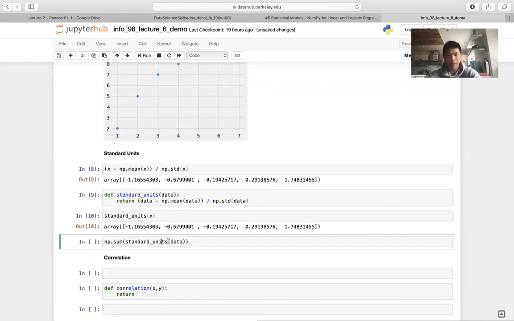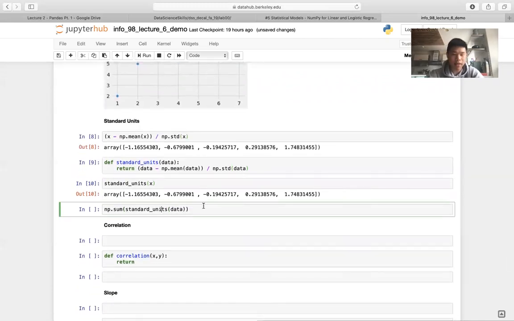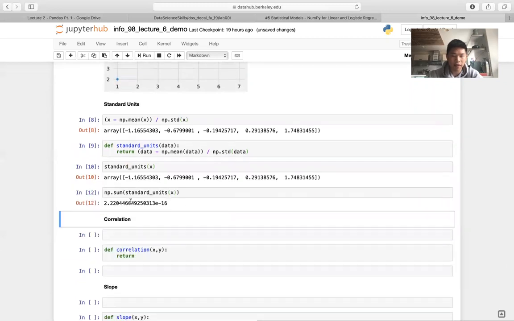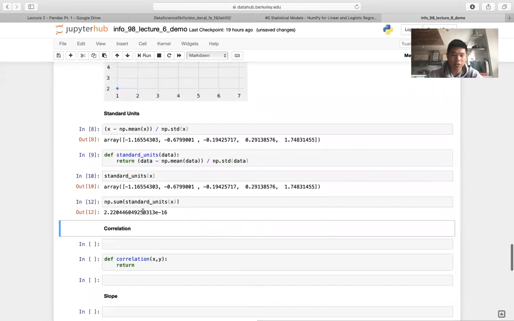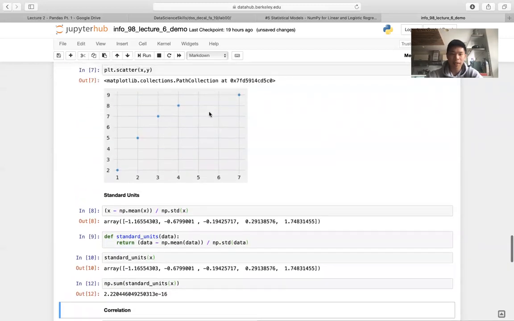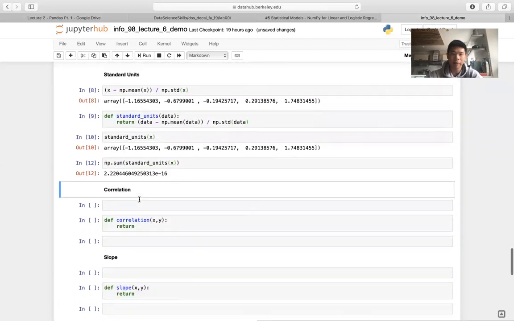If you notice something interesting about standard units, if you add all of these standard units of X back up, you get a value which is very close to 0. It should actually just be 0, so there's some computing error. But if you add everything up, it becomes 0, because for every point that causes something to be dragged all the way here, there's another point that'll balance it out on the other side.